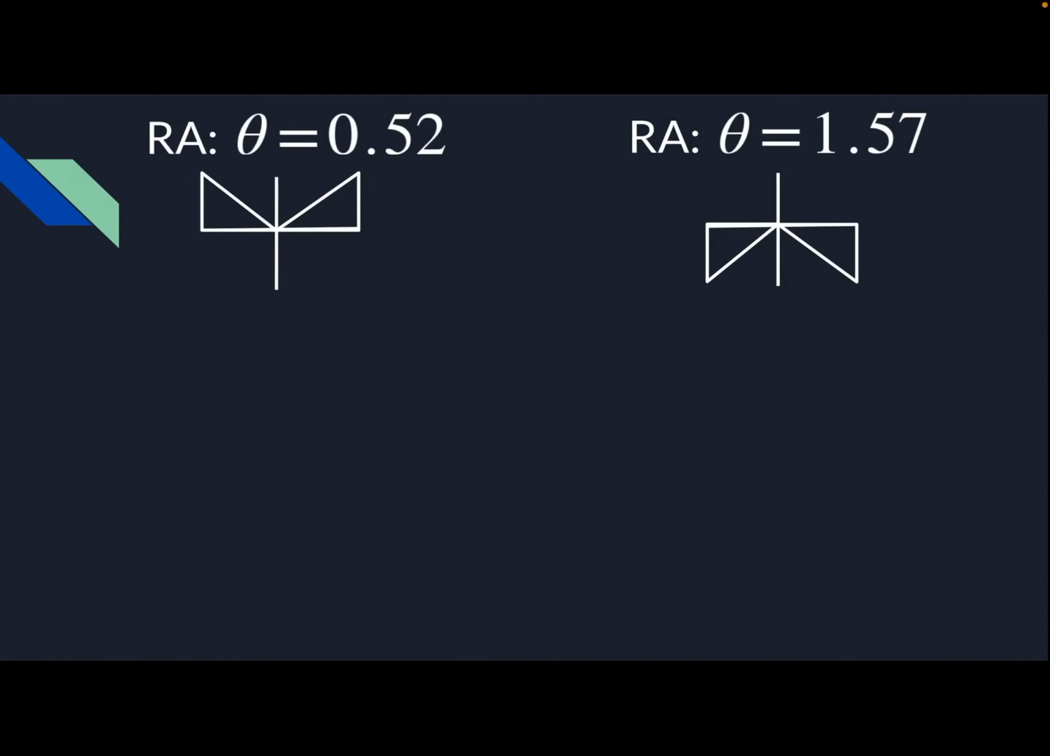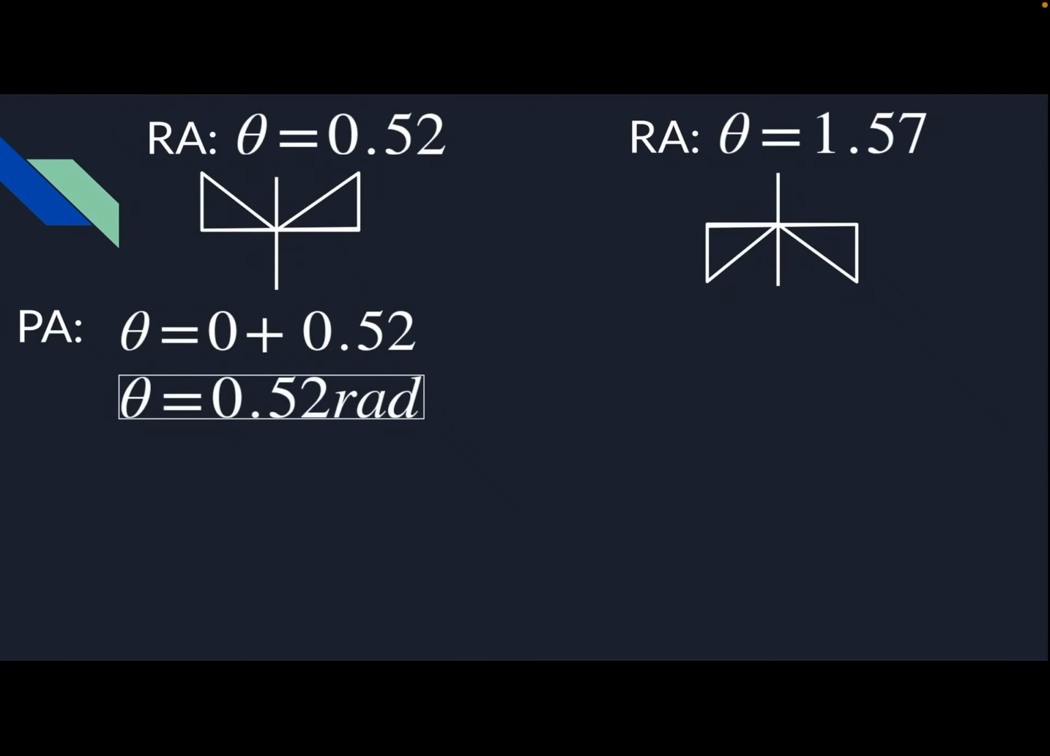Once we have the related acute angles, the final step is to solve for the principal angles theta. So in order to do that, we look at the graphs that we drew before. So first, let's look at the one on the left side and the right triangle of that graph. For that one, the axis that it's closest to is the 0 axis. So what we do is we take the 0 and we add the related acute angle, which is 0.52. And when we add them together, we get 0.52 radians.